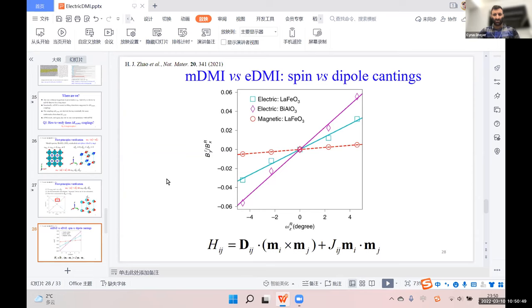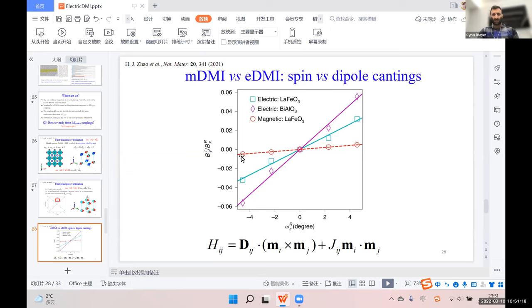Can I ask a quick follow-up question on that? Yeah, please. If I understand what you said and what you show here, the canting is stronger in the electrical case. So why have we observed so many fewer examples of bulk non-collinear polarization than magnetism? Oh, very nice question.